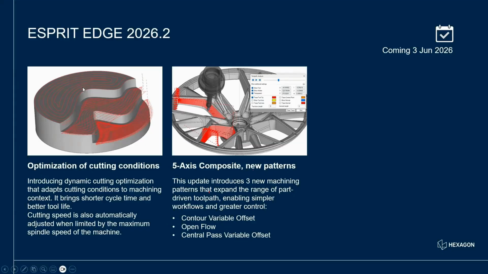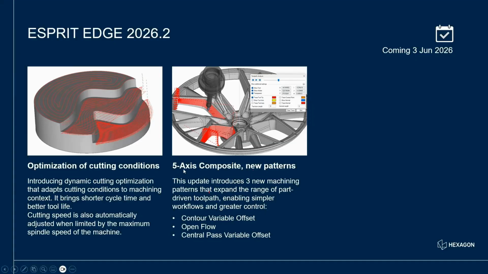Suppose you see in this first image, it does not have the same toolpath engagement. The first surface has a broader surface, so you can see the broader toolpath. The next surface has a shorter one, maybe 40% less step over, and the smaller one has more step over. Based on the area you want to machine, the cutting conditions will be optimized automatically. That is what we have introduced in the latest version, ESPRIT EDGE 2026.2.